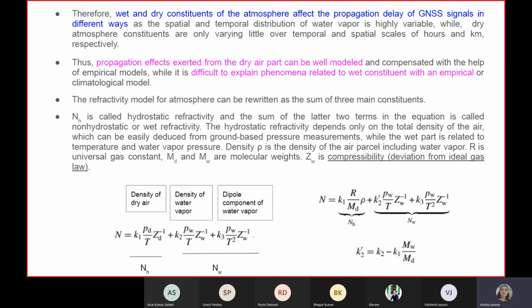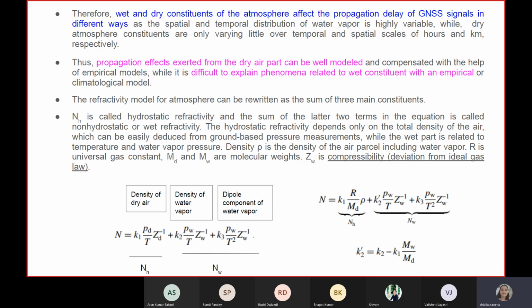Hydrostatic refractivity depends only on the total density of the air, which can be easily measured from ground-based pressure measurements, while the wet part is related to the temperature and water vapor pressure. Temperature and vapor pressure all have to be known, and it is very difficult to understand the variation of water vapor in a region. Density rho is the density of the air parcel including the water vapor. So rho on the right hand side of the equation is the density of the total air parcel, with the wet and dry components.